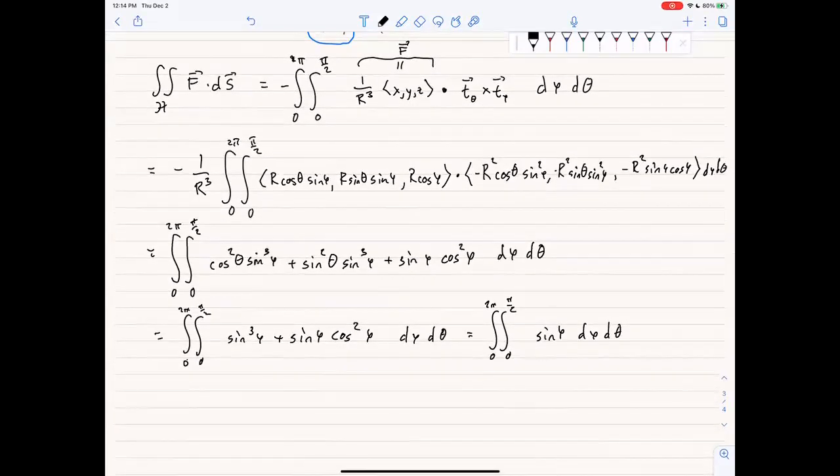This is not dependent on theta, so we get 2 pi times the integral from 0 to pi over 2 of sine phi d phi. This is going to be negative cosine phi, which, if you look at the integral from 0 to pi over 2, is just 1. I'll let you calculate that. You get 2 pi.